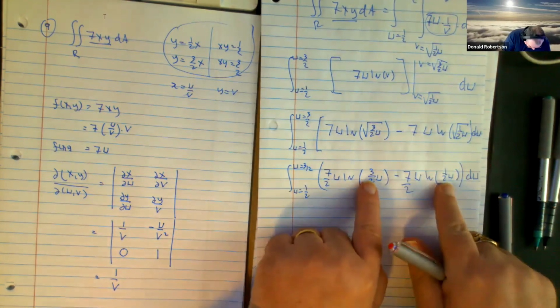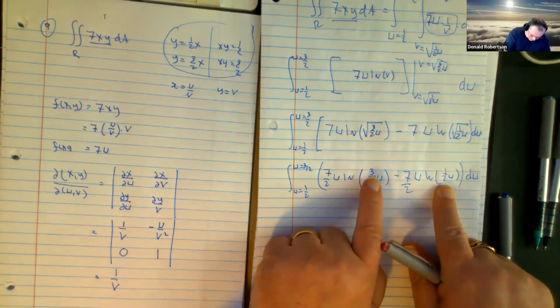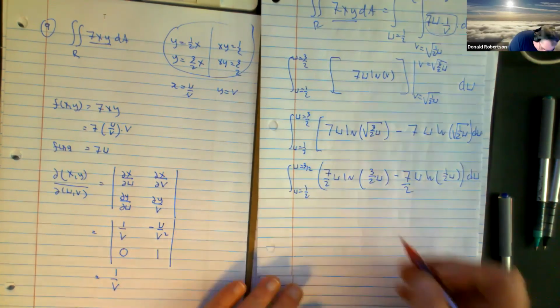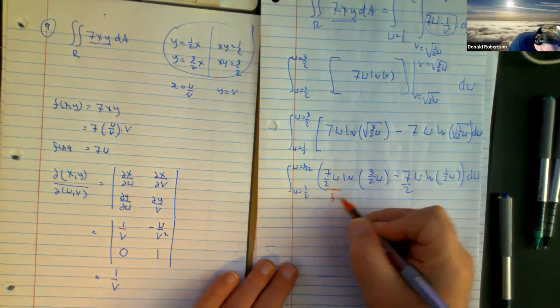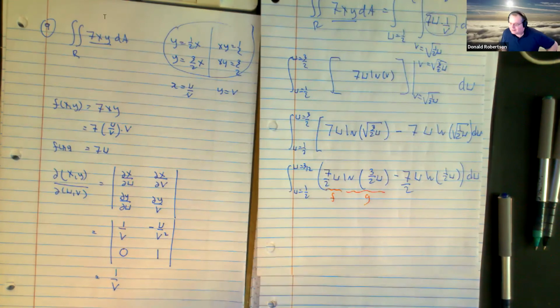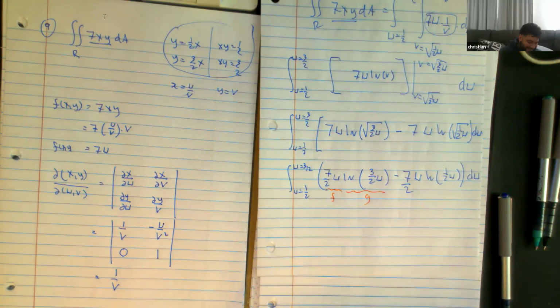They're going to be very similar in value, but the 3/2 and the 1/2 will make a difference, right? They're going to be some numerical. But I would call this guy F, and I'd call this guy G. And guess what? We do get an integration by parts.